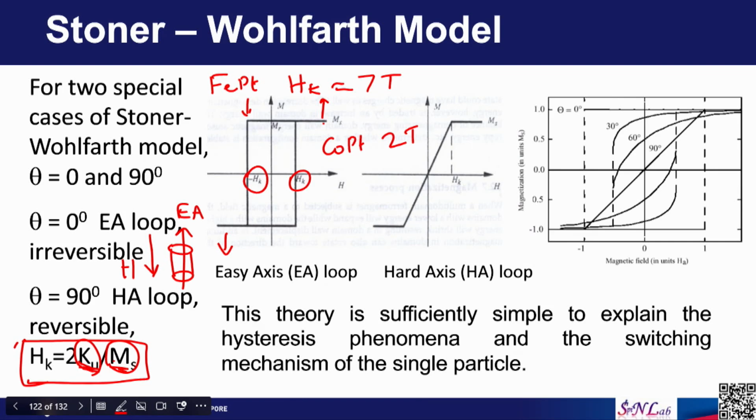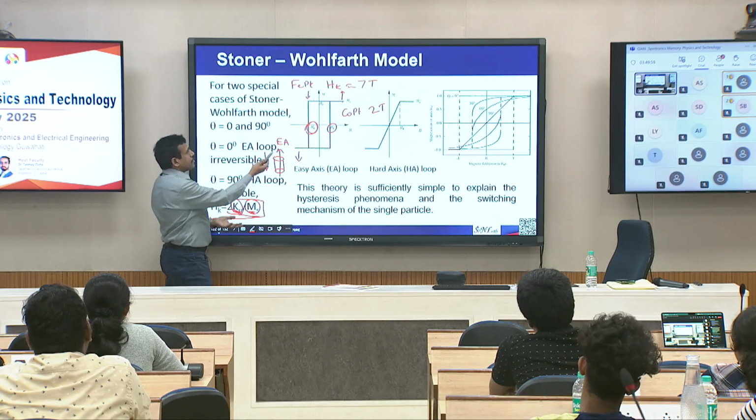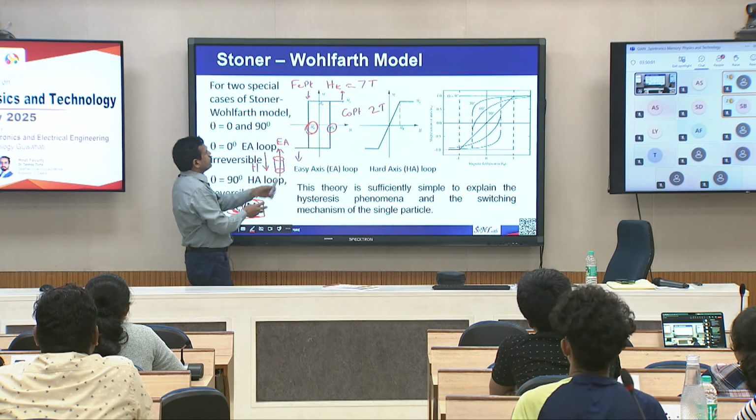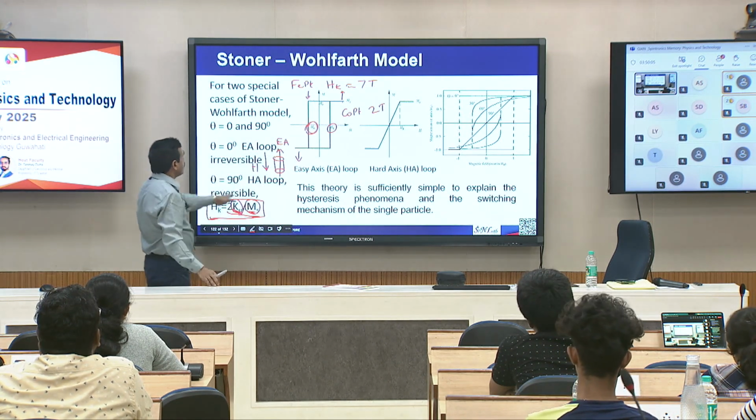Okay. So, but the important point is that the reversal happens at this field. So, when the applied field is more than this 2 Ku over Ms, the particle will change from one direction to the other direction, that is in the easy direction.